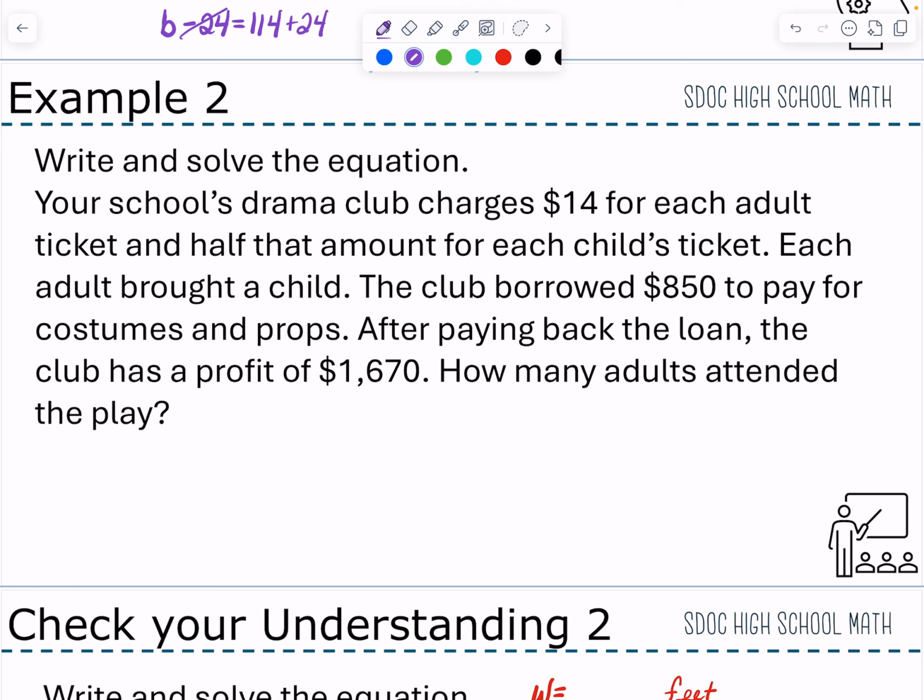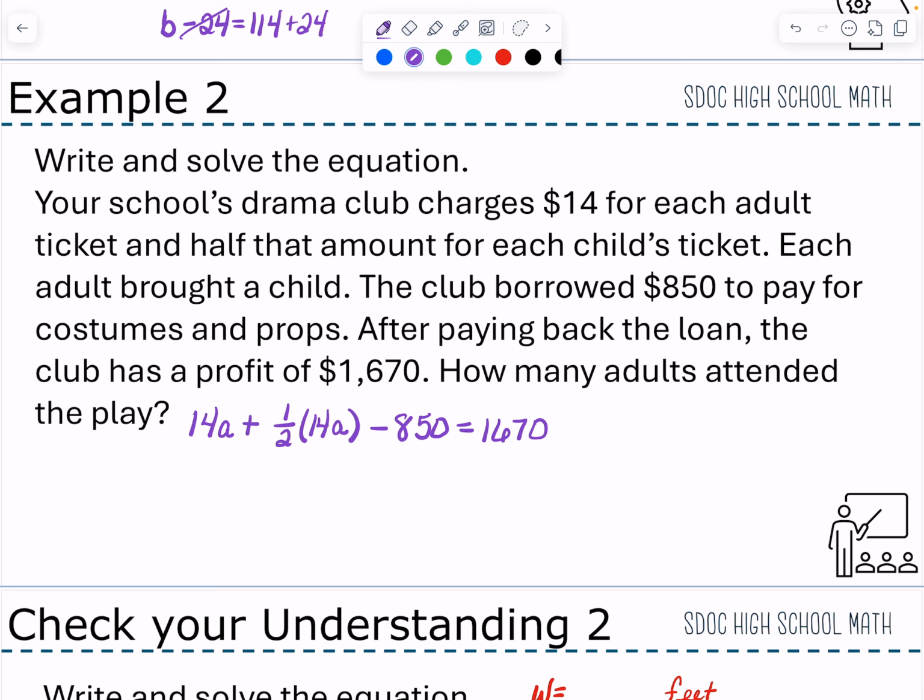So on this one here, we know that it's $14 per adult plus 1/2 of whatever the adults paid for a child minus $850 that they borrowed. They're going to eventually have to pay $1,670. So let's go ahead and work on this one.